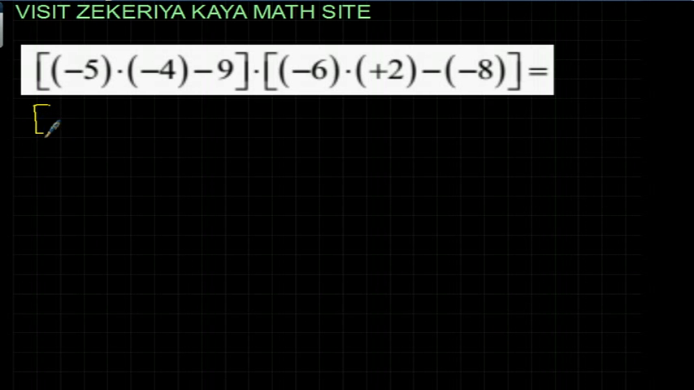Let's see if it's blue or not. You can change color if you like. No, it's good, very good. Yellow is very good. Minus 5 times minus 4 makes plus 20. Plus 20, yes, very good. We keep minus 9 over there. Close the parentheses. Times between minus 6 times plus 2 makes minus.